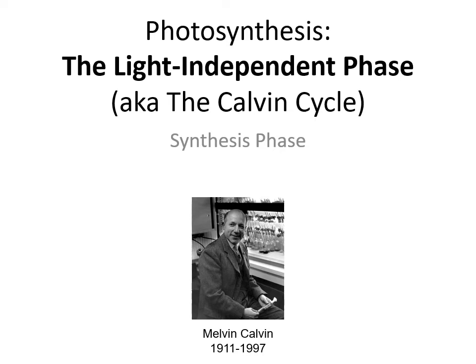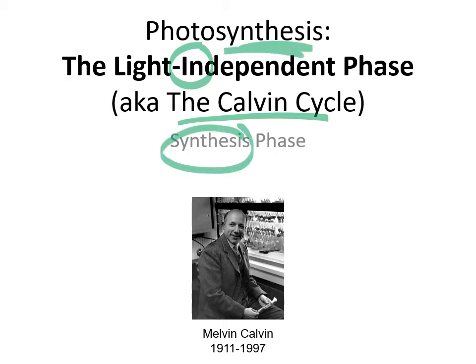Photosynthesis, the light independent phase. So it doesn't need light. It'll still happen while there is light. But this is sometimes referred to as the Calvin cycle. But think of this as the synthesis phase of photosynthesis.